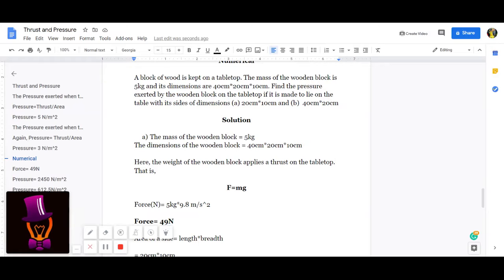Force, which is calculated in Newton, is equal to 5 kg into 9.8 meter per second square. M over here is 5 kg, and we know that the acceleration due to gravity on Earth is 9.8 meter per second square. So therefore, 5 kg into 9.8 meter per second square is 49 Newton. So therefore, the force is equal to 49 Newton.